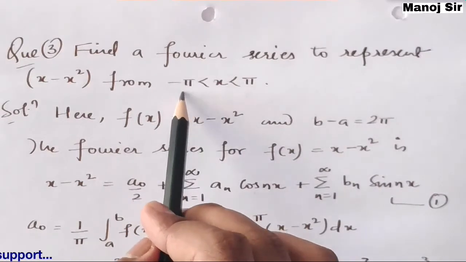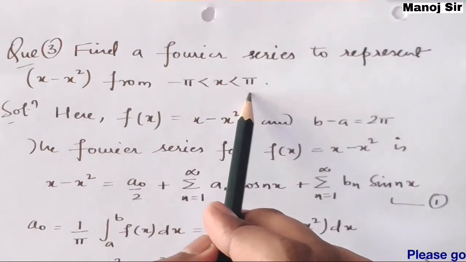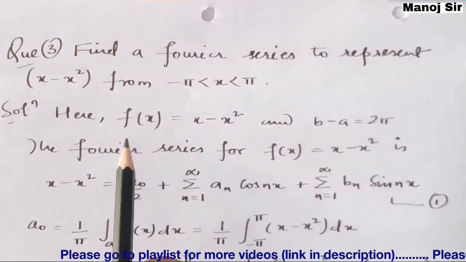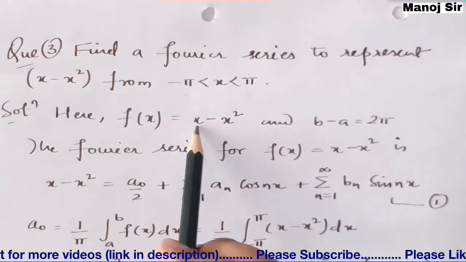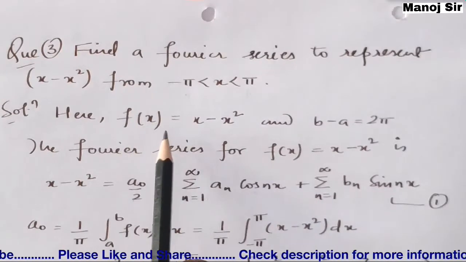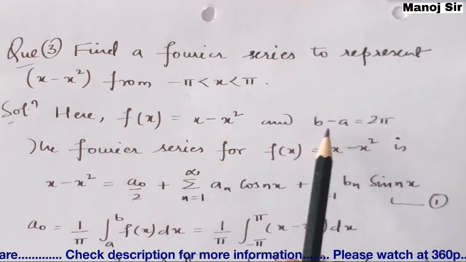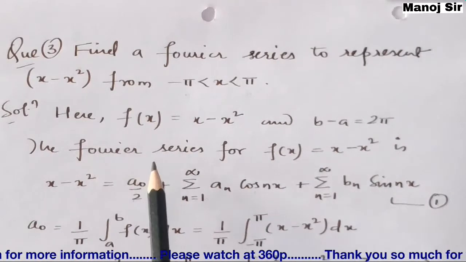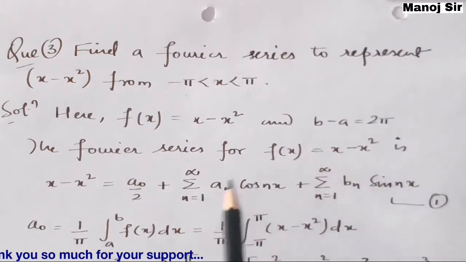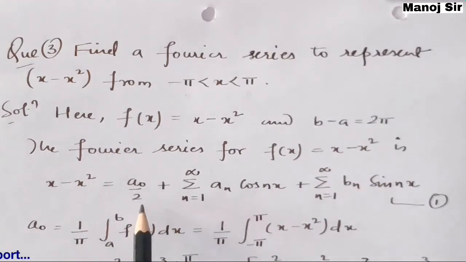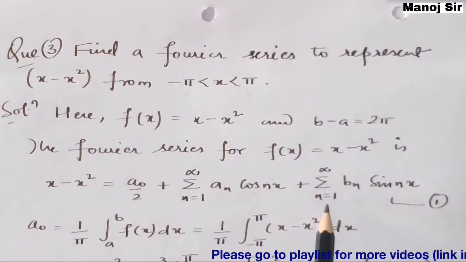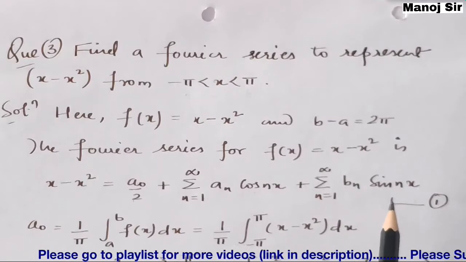If you see, this is the value of a, this is the value of b. If you want to find b minus a, it is pi minus of minus pi, that is 2 pi. And the function f of x is given as x minus x square. So for f of x equals x minus x square and b minus a equals 2 pi, the Fourier series is given by x minus x square equals a naught upon 2 plus summation n equals 1 to infinity a n into cos nx plus summation n equals 1 to infinity b n into sin nx.